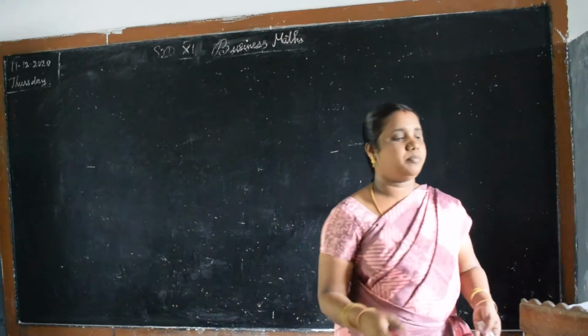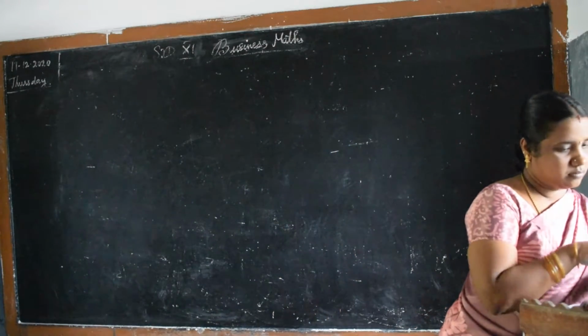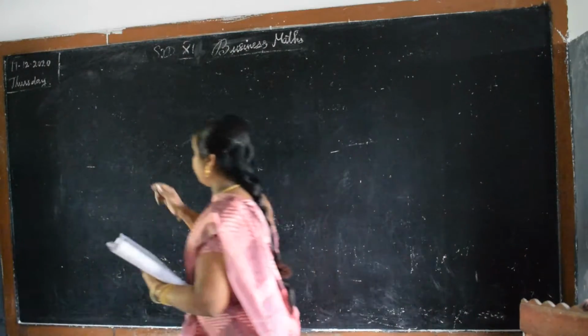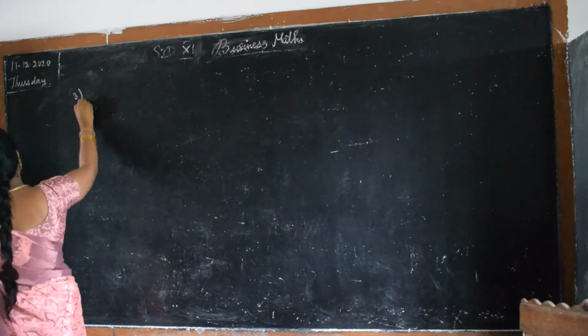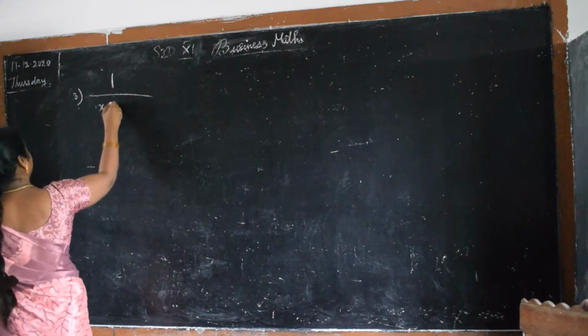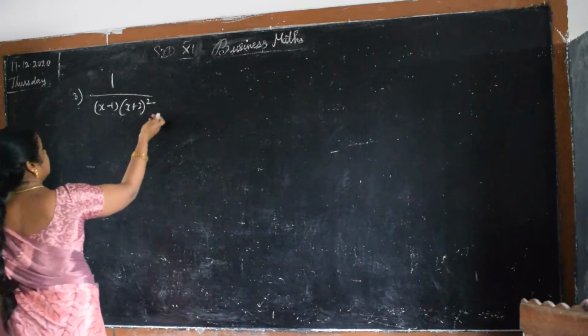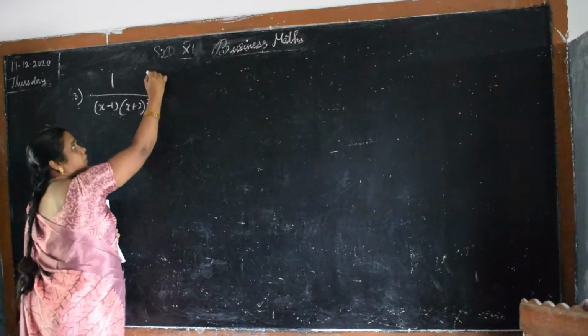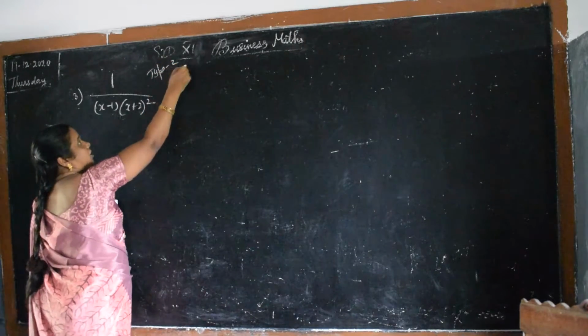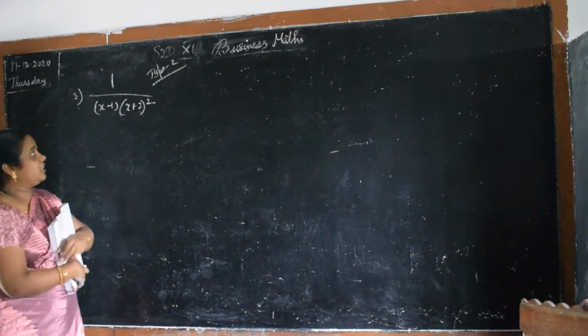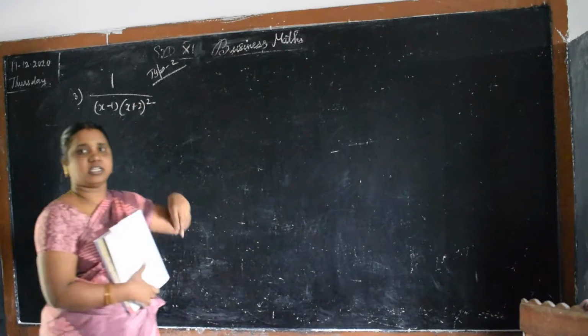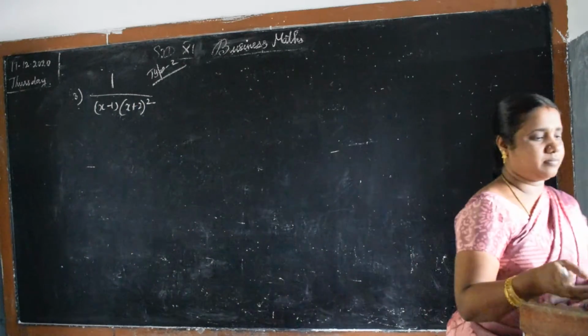Next, see the third problem. 1 by (x minus 1)(x plus 2) whole square. See, this part is type 2. Type 2 என்னன்னு பாத்தீங்கன்னா, a denominator with repeated linear factor. Repeated ஆ இருக்கு. So this is the second type.